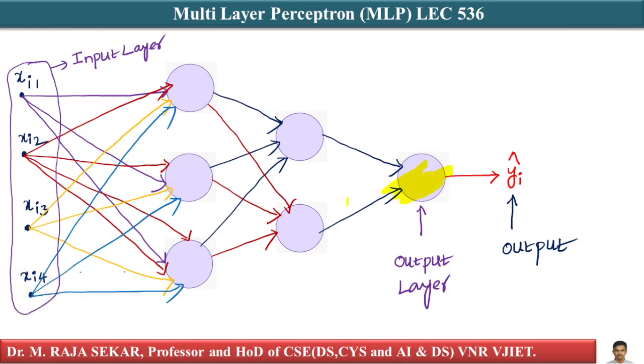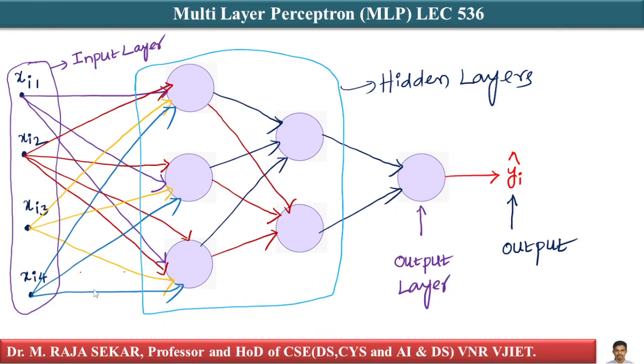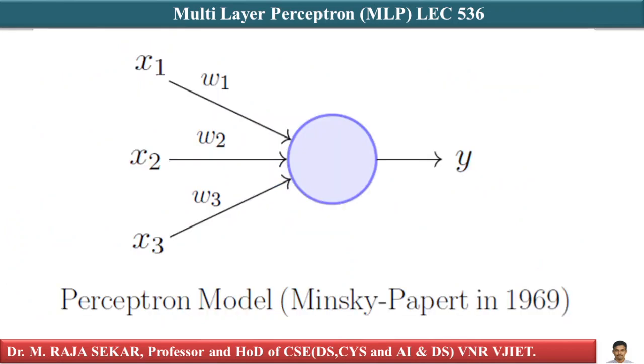And now these layers, which are in between input and output, are called hidden layers, as they are hidden between input and output. In a simple perceptron, you basically have an input layer and an output layer. For example, if I take this simple neuron, I have an input layer and an output layer, nothing else in between, isn't it?